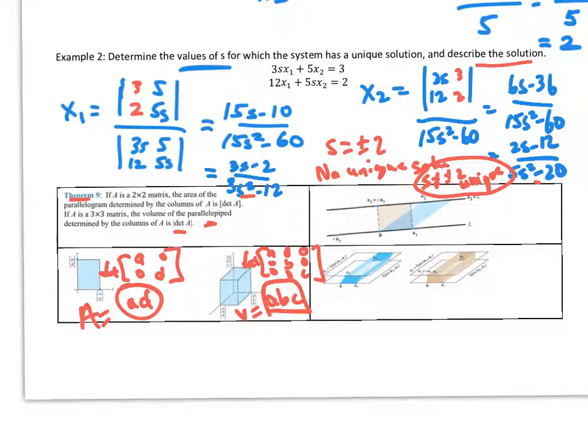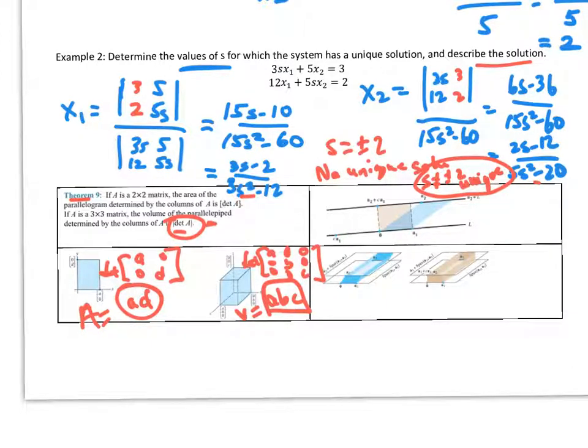This one's the area. So you just take the absolute value of that determinant in order to find the area or the volume, depending upon which one you have. Now, not all shapes are regular rectangles, parallelepipeds, etc. So what we have to do is still use the determinant of the matrix in order to find it.